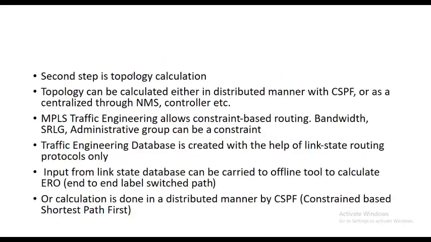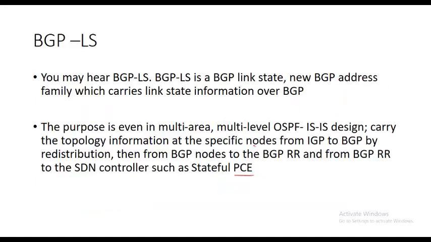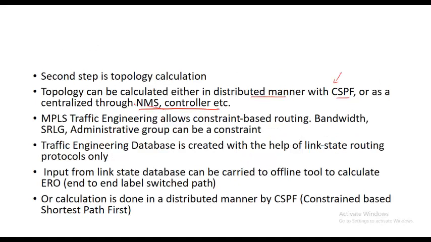Now, MPLS traffic engineering allows constraint-based routing. Constrained, what constraint? It can be bandwidth. It can be segment routing. I want this particular segment. Or it can be administrative group to which the traffic belongs, something like that. So mostly, we will use bandwidth as the constraint as an example as we move further.